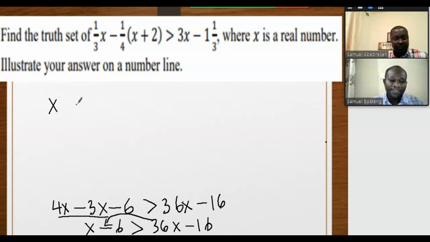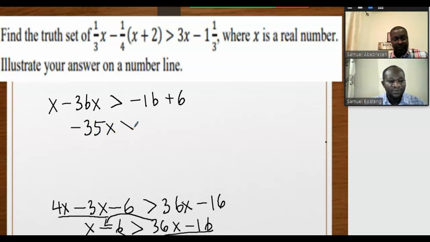So you have x. It's positive here, so when it crosses the inequality sign, it becomes negative. Greater than, you have minus 16 here on the right-hand side. The minus 6 is crossing the inequality sign, so it becomes plus 6. x minus 36x will give you minus 35x greater than minus 16 plus 6, which will give you minus 10.